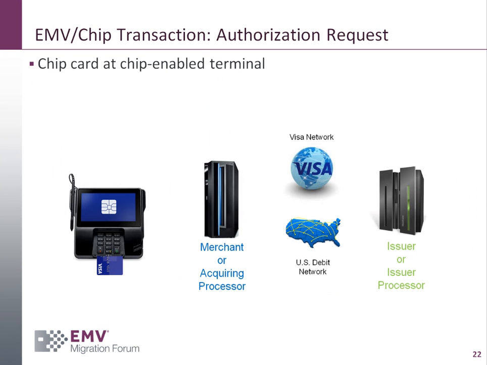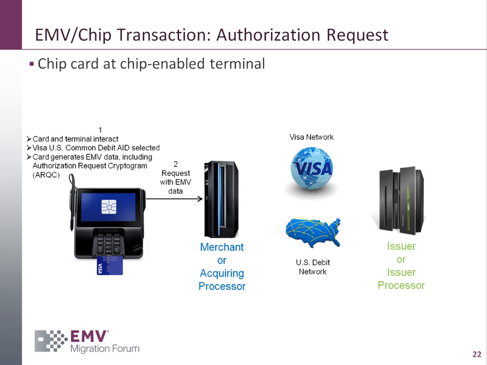Now, back to our transaction. At this point, the AID to use for the transaction has been selected. The chip card provides some EMV-specific information to the terminal, including an authorization request cryptogram. The terminal formats an authorization request which contains new EMV data elements, including the authorization request cryptogram, and sends the request to the acquirer. The acquirer needs to make a routing decision.